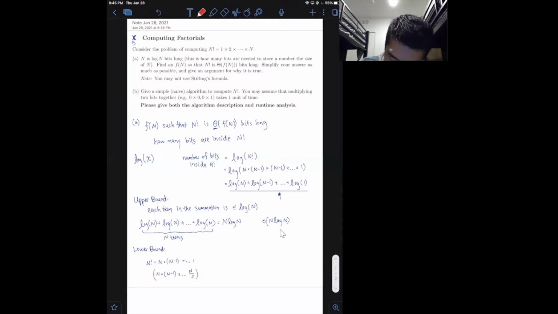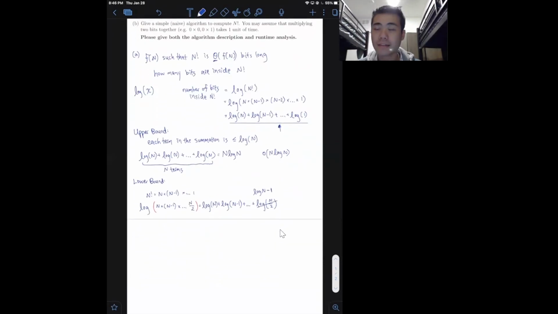So if I take the log of this red product, it should represent a lower bound on the value of that same summation from earlier. Applying the property of logarithms, it's the same as log of n plus log n minus 1 all the way to log n over 2. And log n over 2, if we apply the property of logarithms and assume base 2 for this logarithm, is just the same as log n minus 1.